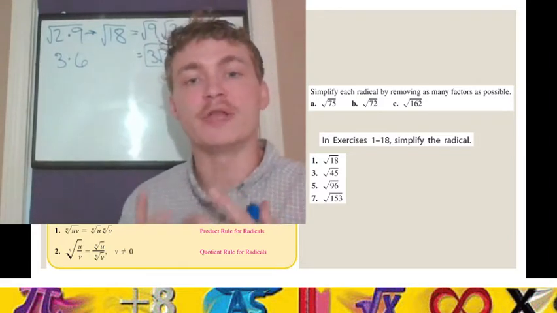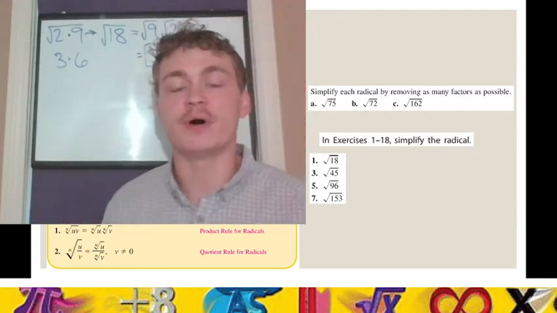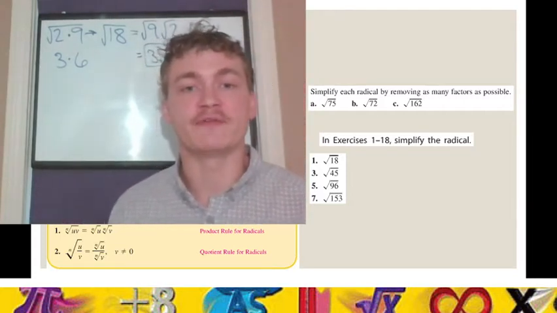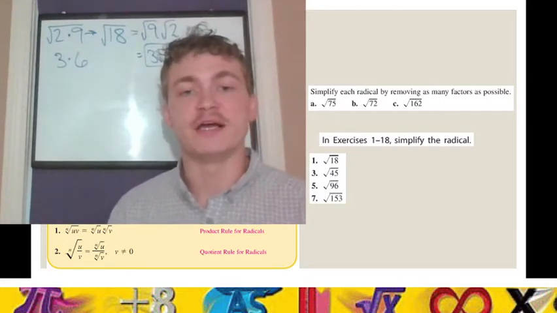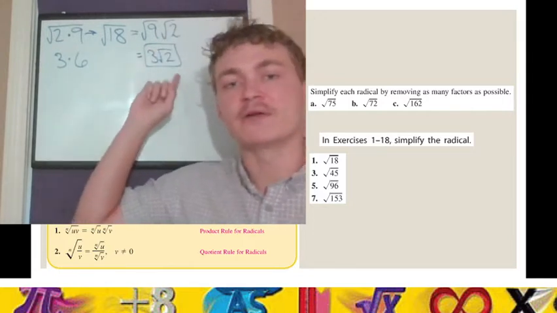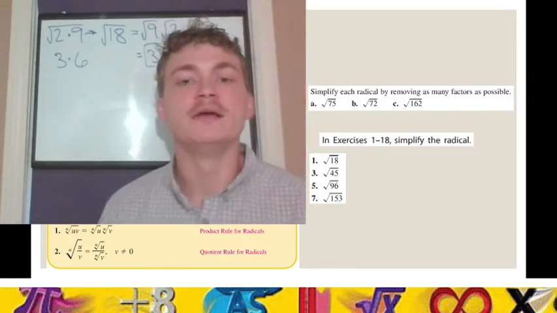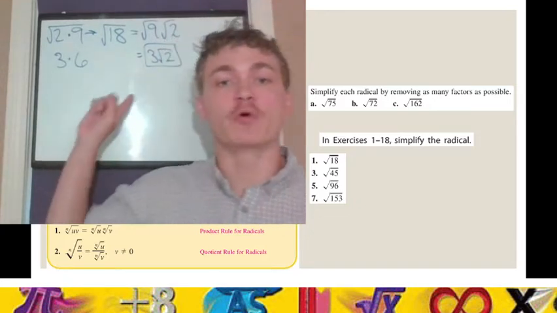In other words, it will not contain a perfect square factor because it is prime. Now, you can have numbers that are composite that do not contain perfect square factors. For example, 10 is a composite number. However, 10 does not contain a perfect square factor. So that's how you know if you're done. How do you know you're done simplifying a radical expression? Does your radicand contain a perfect square factor if you're working with the square root?